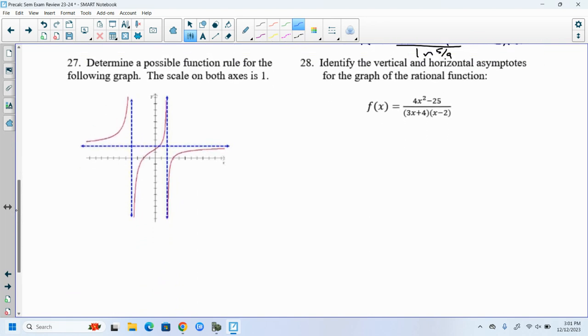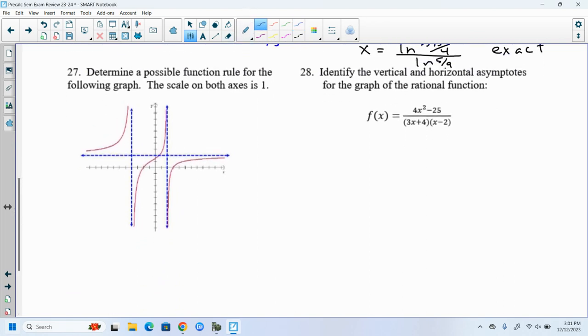All right, let's move on to 27. Find a possible function rule for the following graph. The scale on both axes is 1. Now, for your numerator, the first part we look at is your x-intercepts. Determine the numerator, where they hit. That hits at -2, so that means we have a factor of x plus 2.